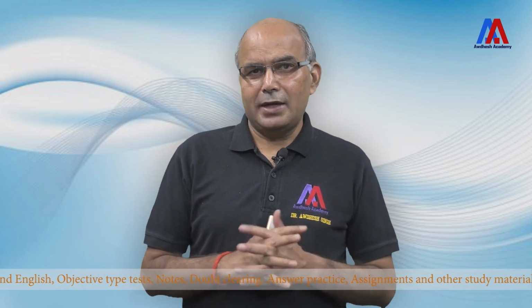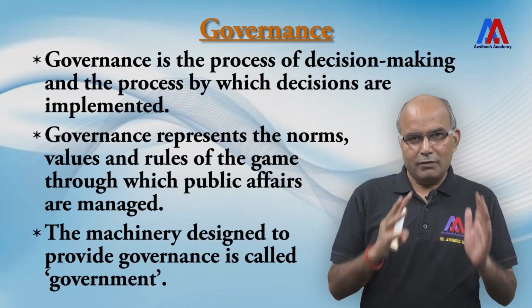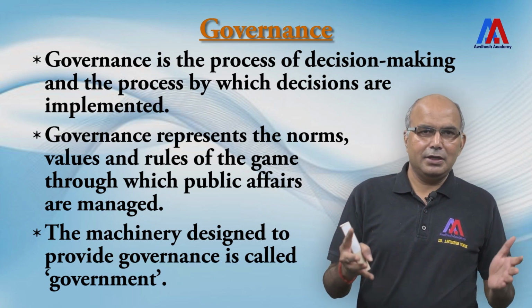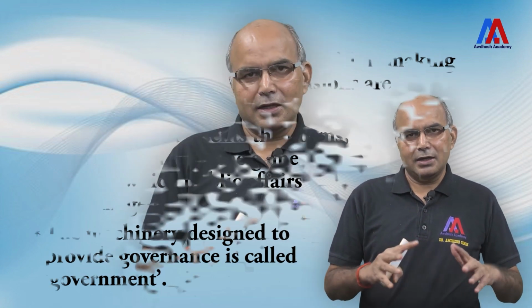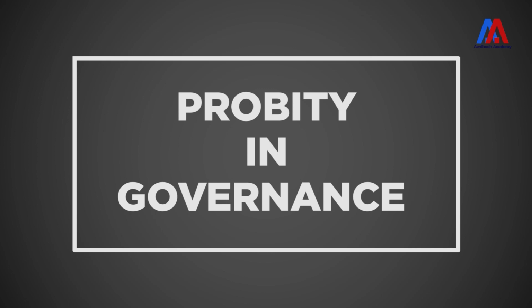And in order to provide the governance, we create a machinery which is called government. So government is the machinery by which we implement the governance, and governance is basically the process of decision making and the implementation of decisions. Now let's talk about the probity in governance.